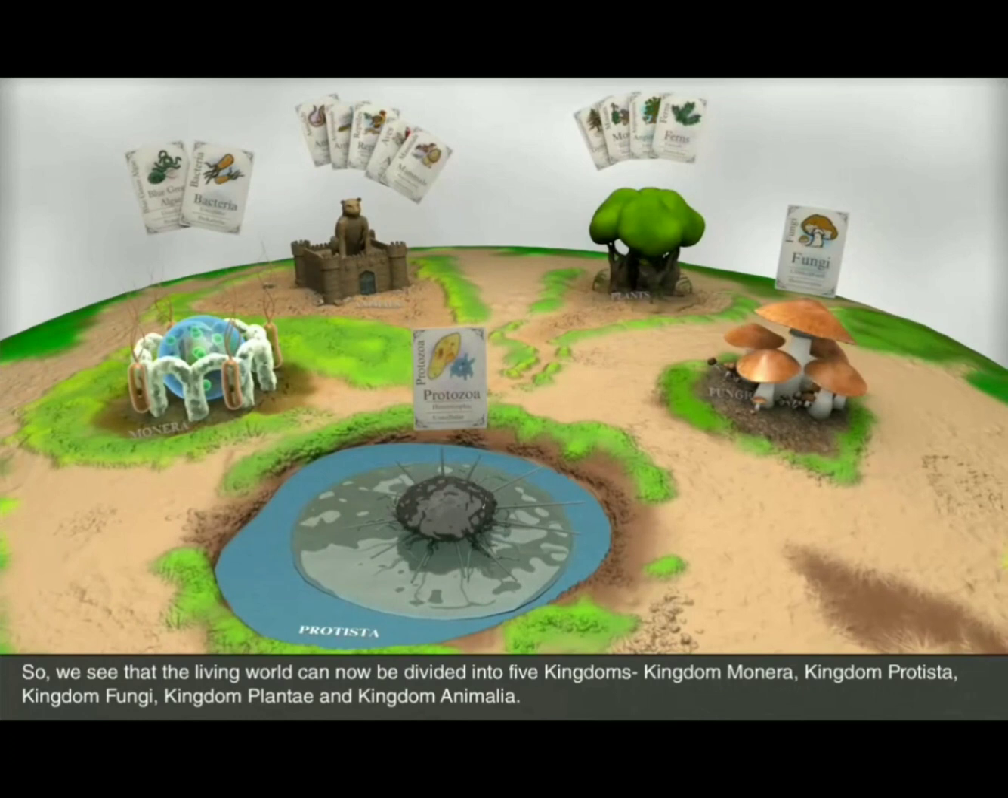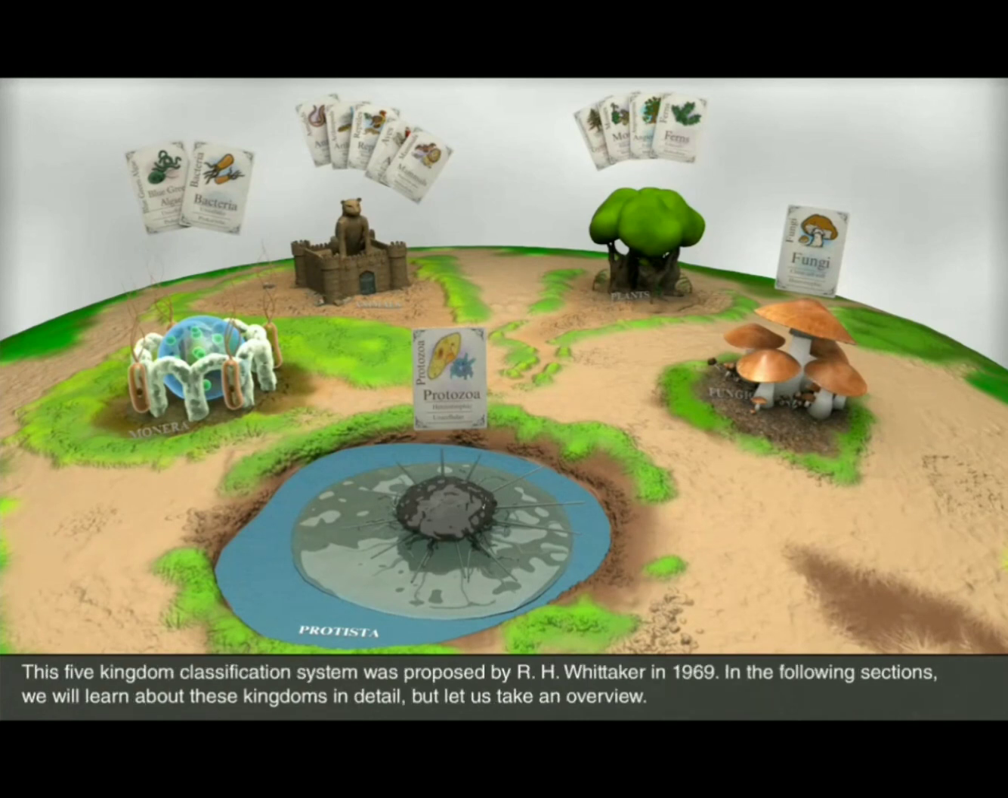So, we see that the living world can now be divided into 5 kingdoms: Kingdom Monera, Kingdom Protista, Kingdom Fungi, Kingdom Plantae, and Kingdom Animalia. This 5-kingdom classification system was proposed by R.H. Whittaker in 1969. In the following sections, we will learn about these kingdoms in detail, but let us take an overview.